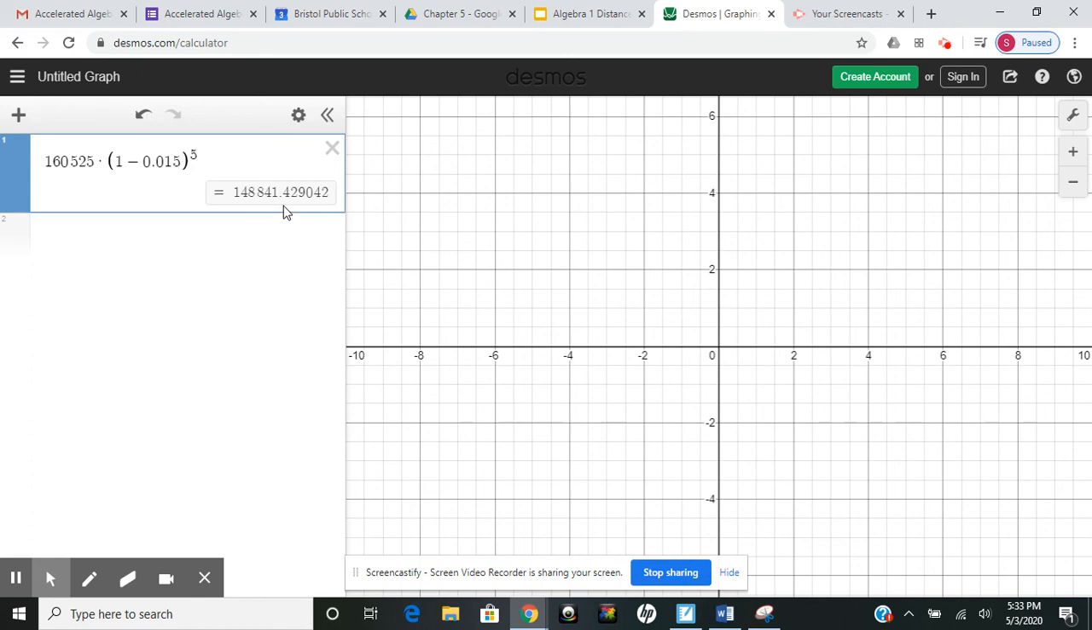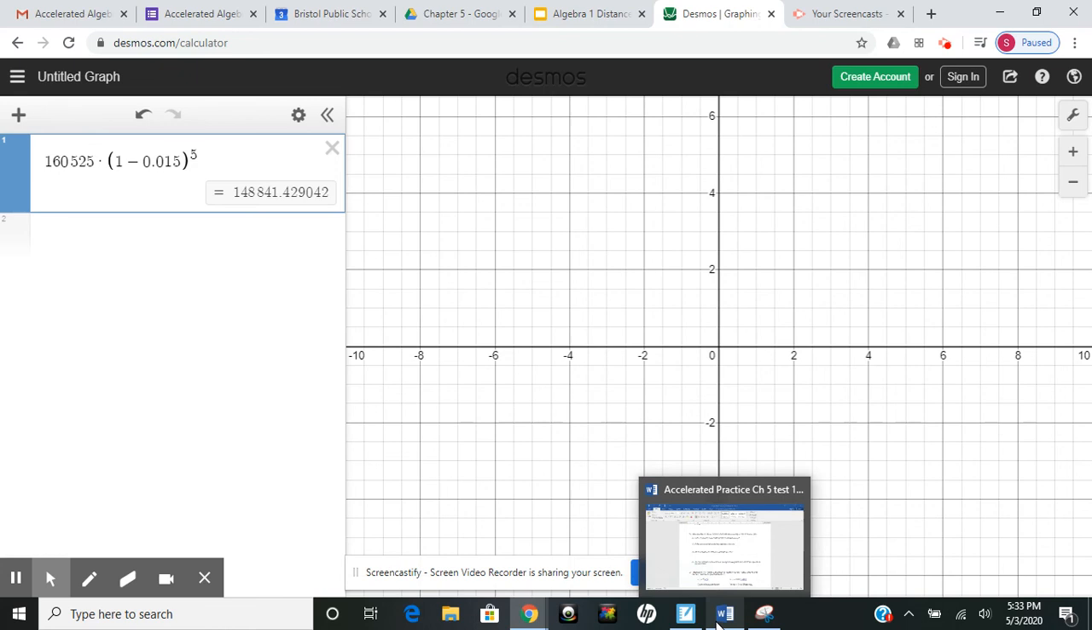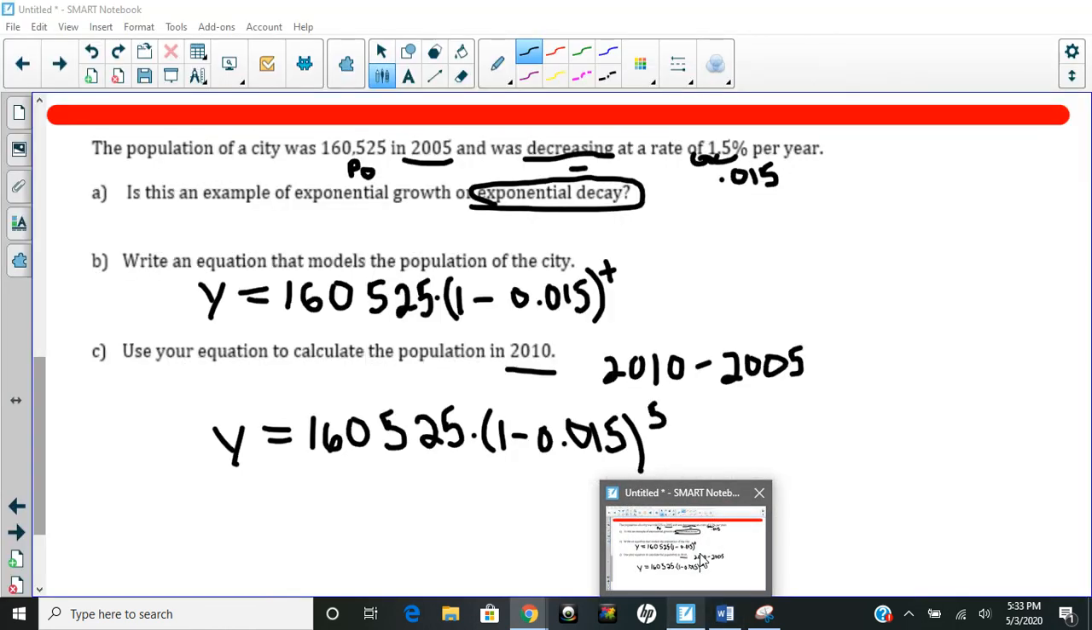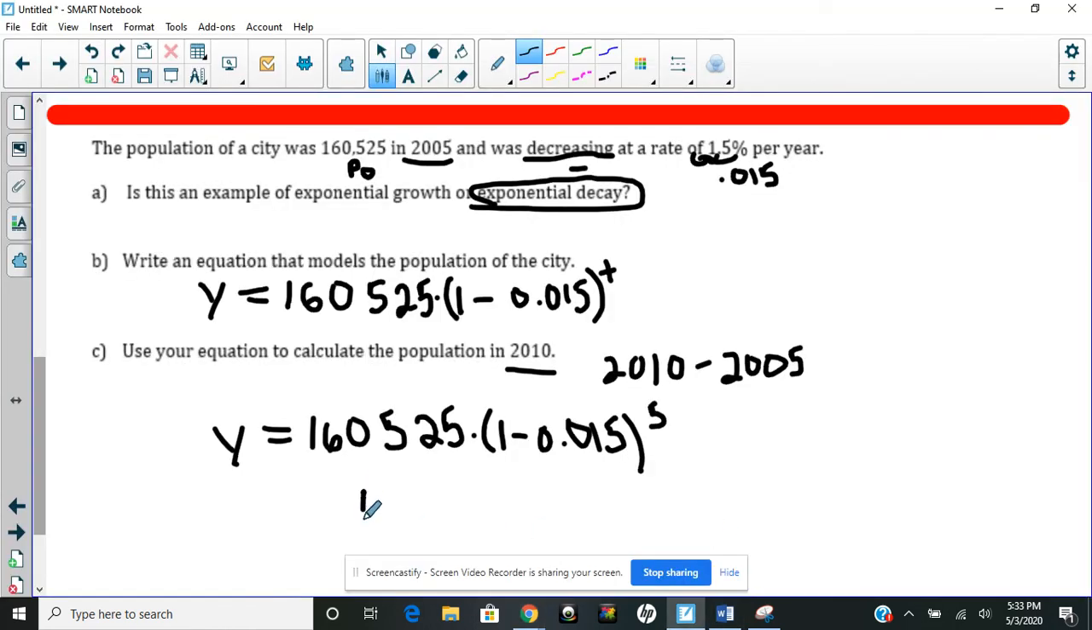And we said that this is people, so I'm not going to use any decimals. I'm just going to say 148,841. That is a beautiful number, if you know what I mean. Sorry, it's just mathing. 148,841 people.